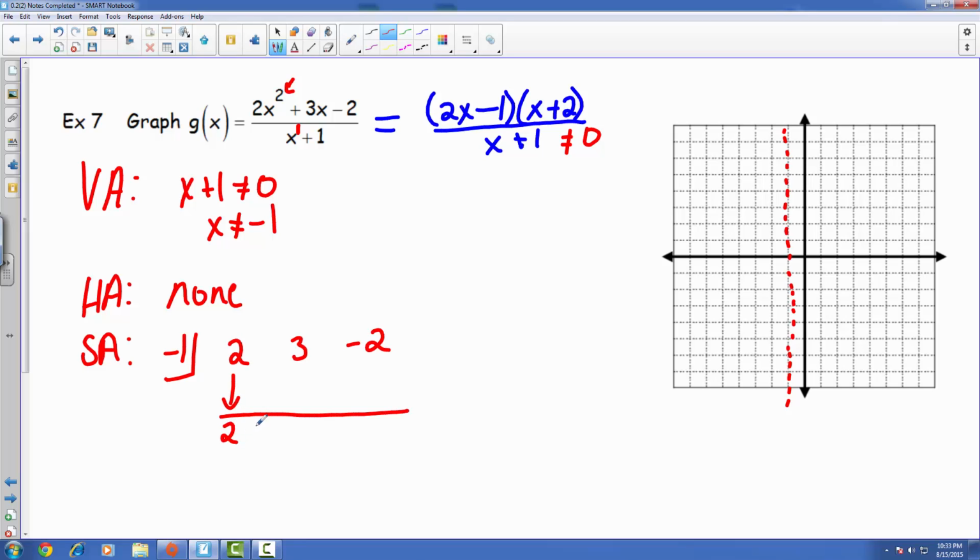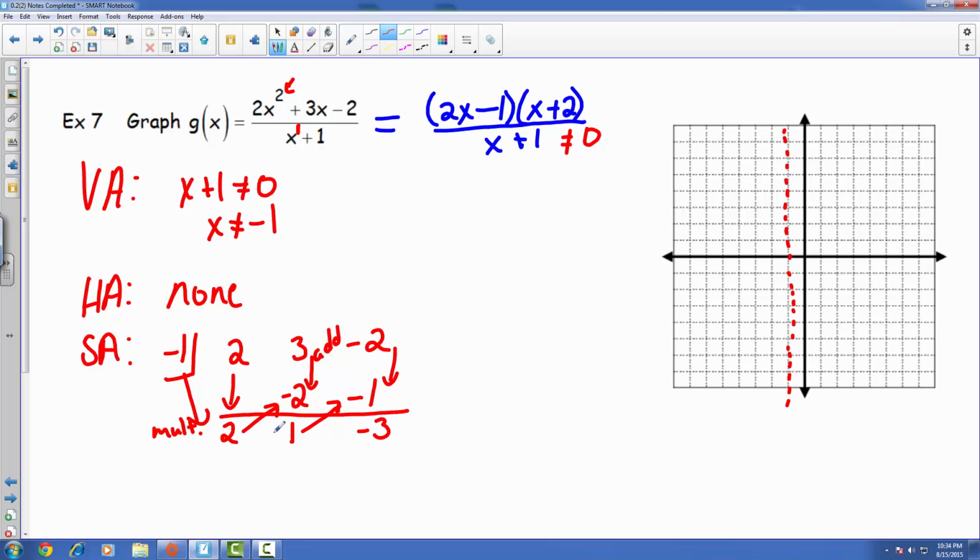So this first value gets dropped down. Negative 1 times 2 comes out to be negative 2, and we place it right under the next value, 3. Then we add going down. So 3 minus 2 comes out to be 1. Then we repeat the same thing. Anything underneath this bar, we multiply. So negative 1 times 1 gives us negative 1. We place it under the next value, and then we add, again going down. So negative 2 minus 1 comes out to be negative 3.